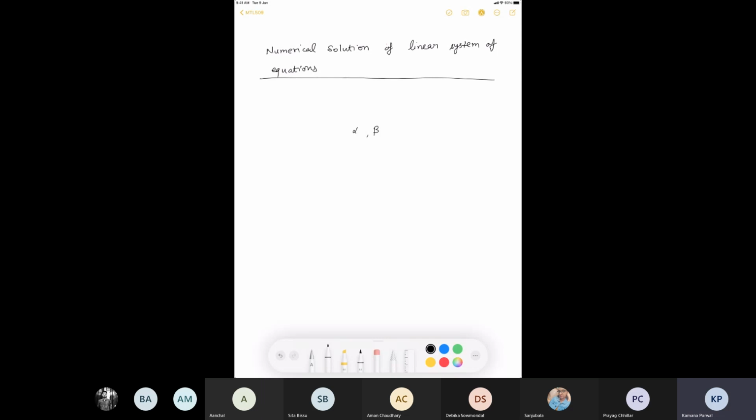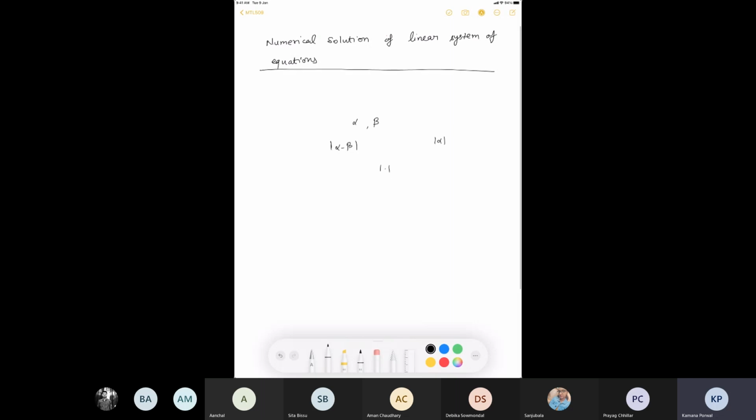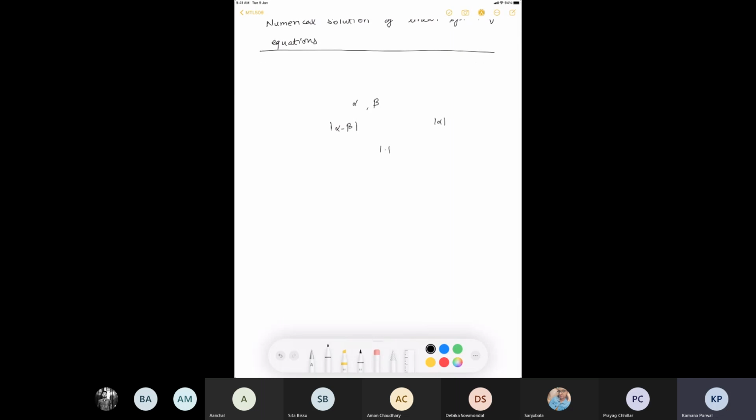So you have the notion of the modulus, right? So the distance between any two real numbers is nothing but mod alpha minus beta, right? And if you have to find the magnitude of any real number alpha, it is given by the modulus of alpha. So we have this notion of the modulus in the real numbers, right?